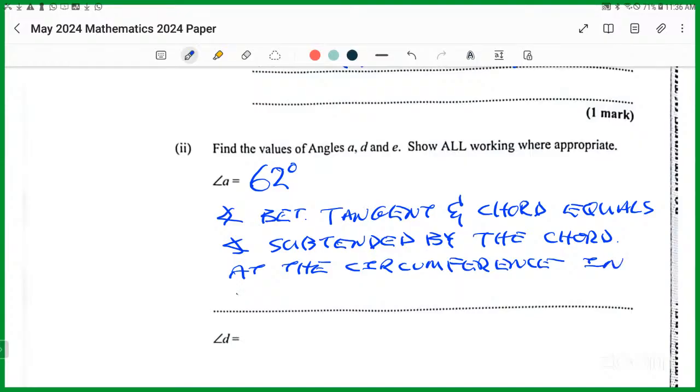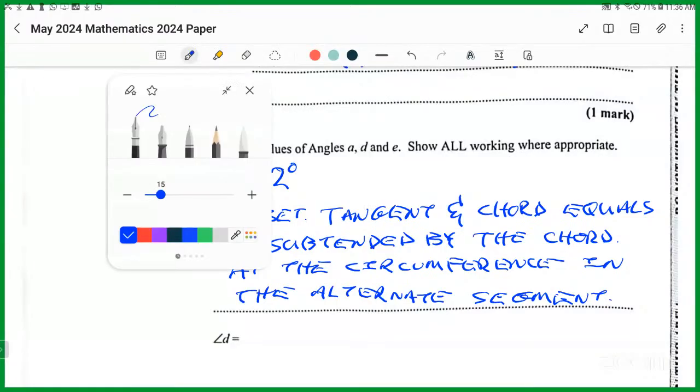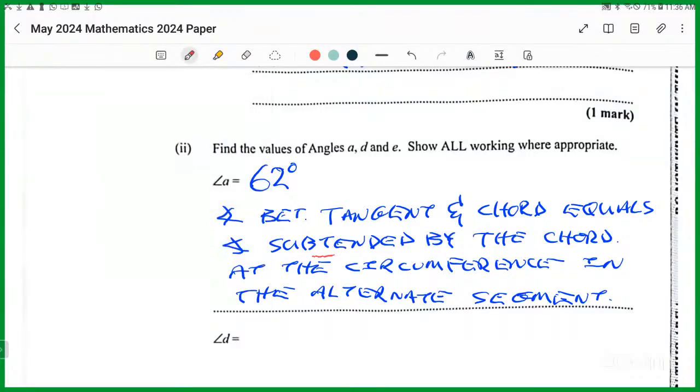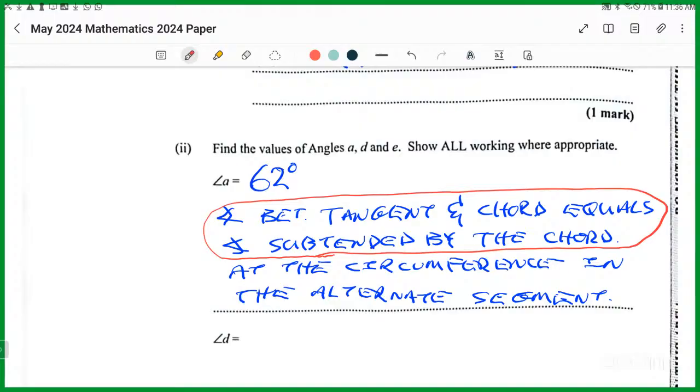In the alternate segment. So I think though, if you just write this, just this alone, you get the 1 mark for it. I think that's all they're looking for.